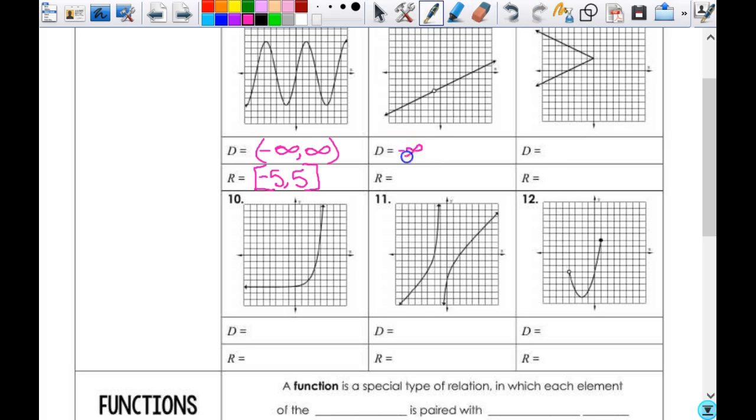I have negative infinity, and I go, and then bam, I go to negative 1. I know I don't include my infinity. Do I include my negative 1? No. And then I have to start back over.